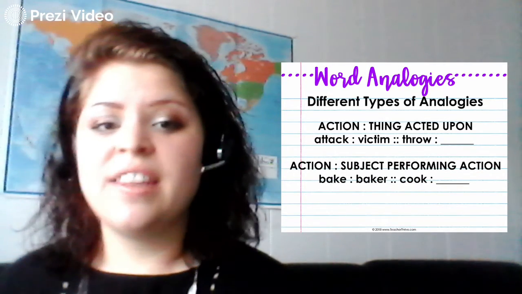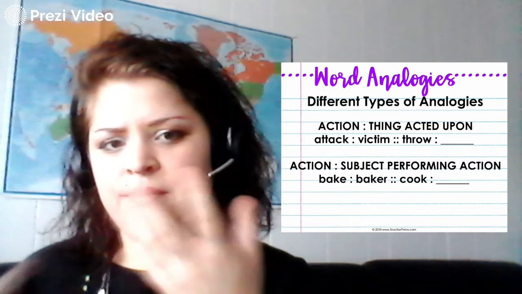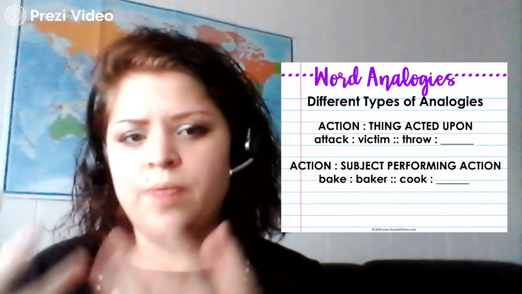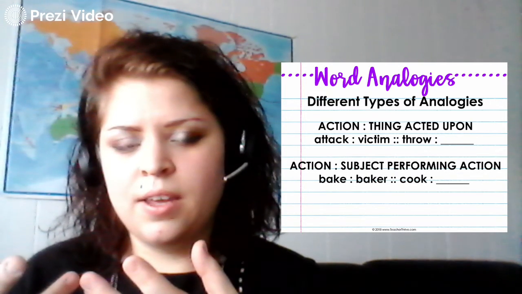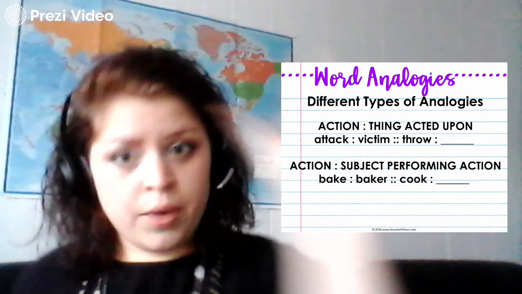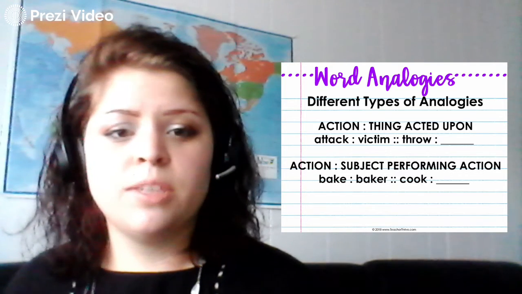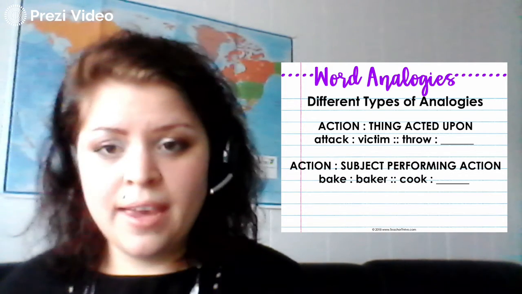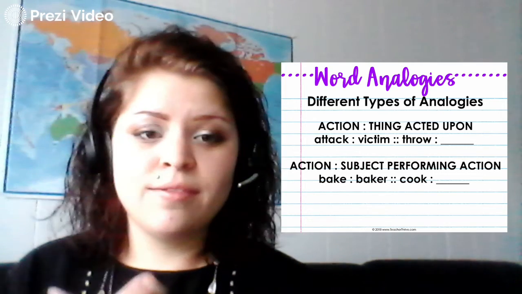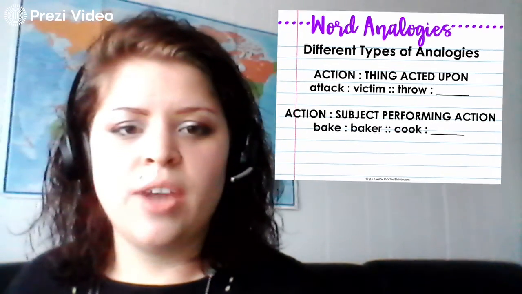Then we have action and the thing acted upon. So attack is the action and victim is the thing being attacked. Attack is to victim, as throw is to ball. You're throwing a ball. Action and the subject performing the action. Bake is to baker, the baker bakes. As cook is to chef, the chef cooks. Bake is to baker, as cook is to chef.